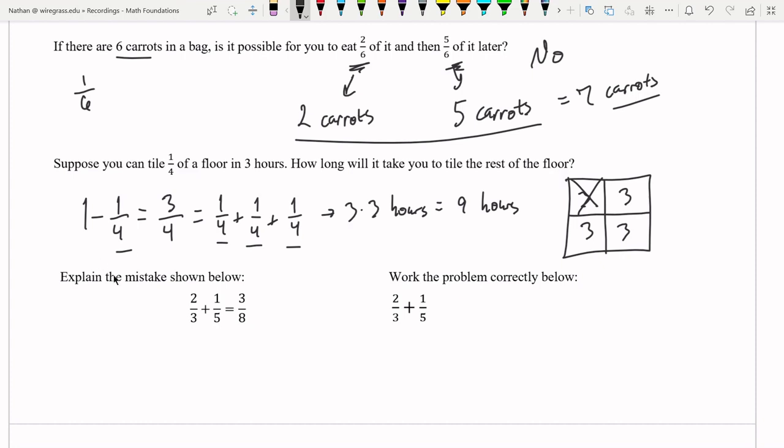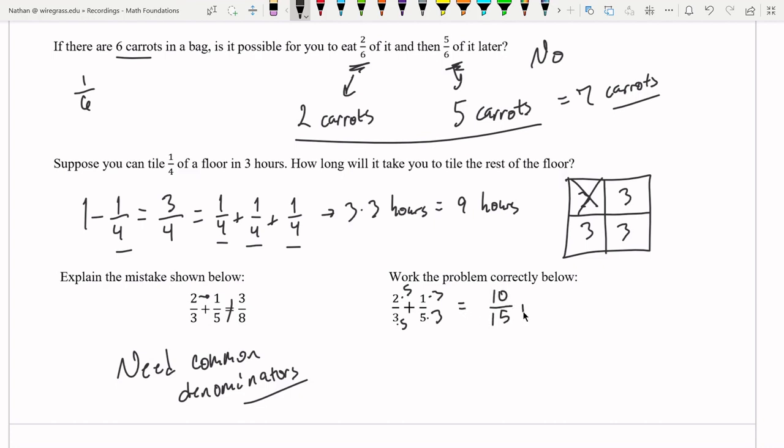Okay, and finally we have explain the mistake shown below. We have 2/3 plus 1/5 equals 3/8. Hopefully you can see that. All they did was they went straight across. 2 plus 1 is 3. 3 plus 5 is 8. But that does not equal each other. You must have common denominators. Common denominator here is going to be 15. So multiply by 5 over 5 and 3 over 3 gives 10 over 15 plus 3 over 15, which is 13 over 15.